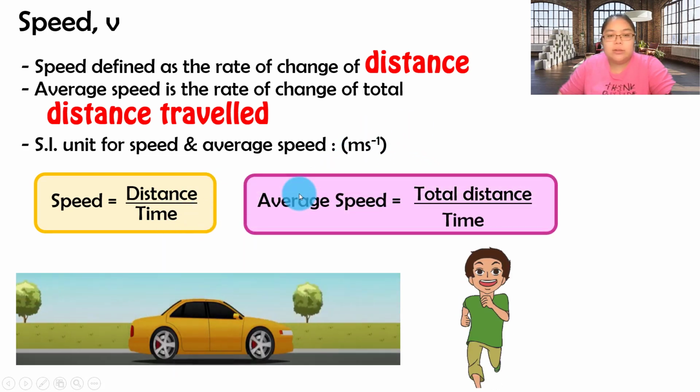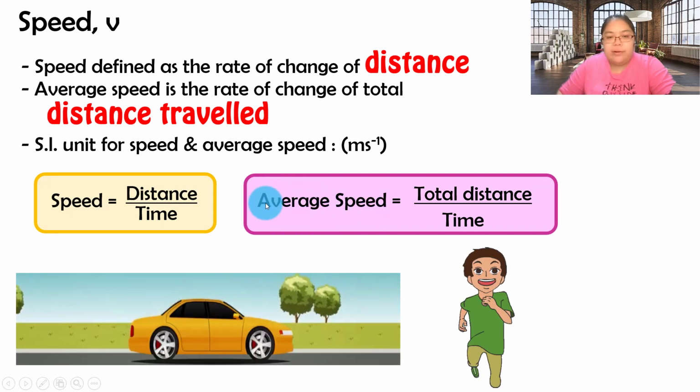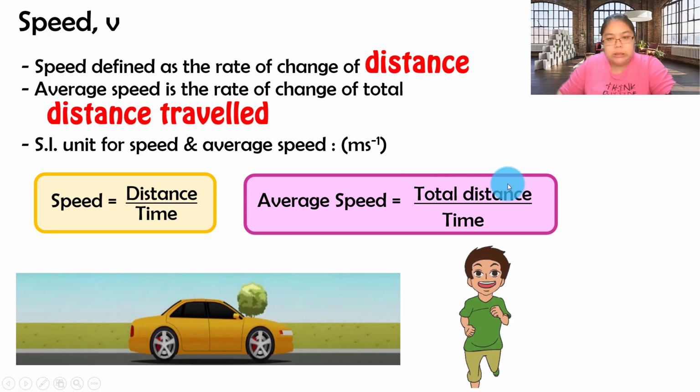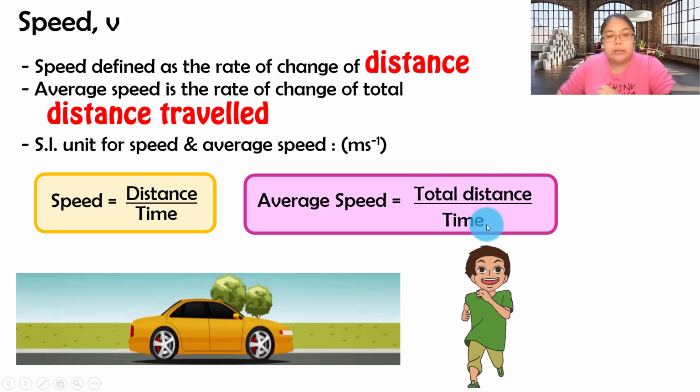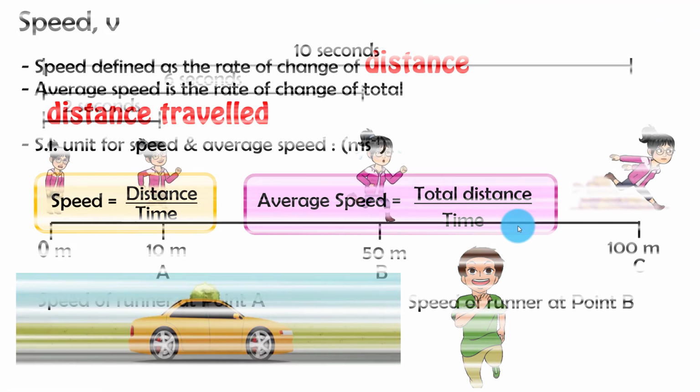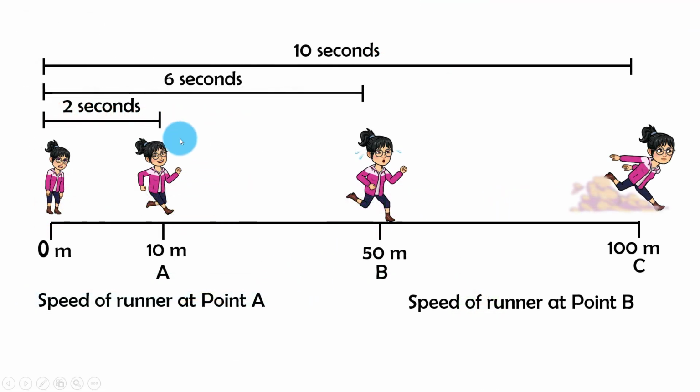Okay, if I count the average speed, when you see the word average, you need to take the total distance over the total time taken. So this one we call average. Okay, now we see some example here.